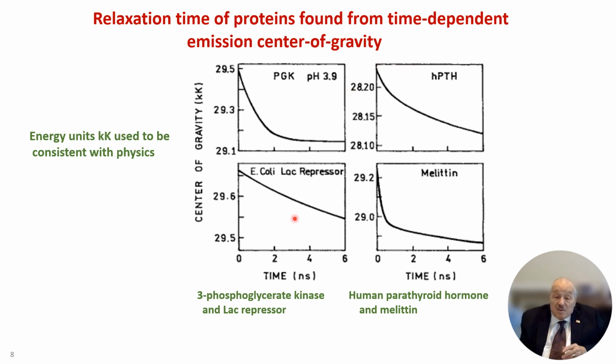Naturally, it had to be in physics units, but these relaxation times were found to vary quite a bit between proteins. For some proteins like melittin, where the tryptophans are highly exposed to the water, it's a half a nanosecond relaxation time. When you get to phosphoglycerate kinase, it's maybe a 1 nanosecond spectral relaxation time. For other proteins, it might be 3 or 4 nanosecond spectral relaxation times.